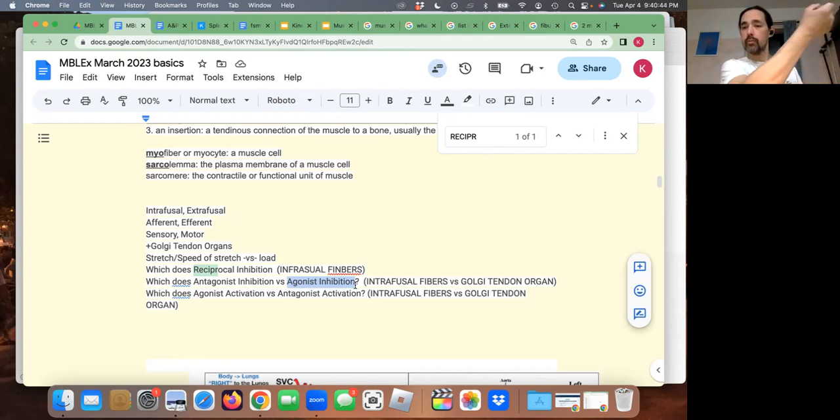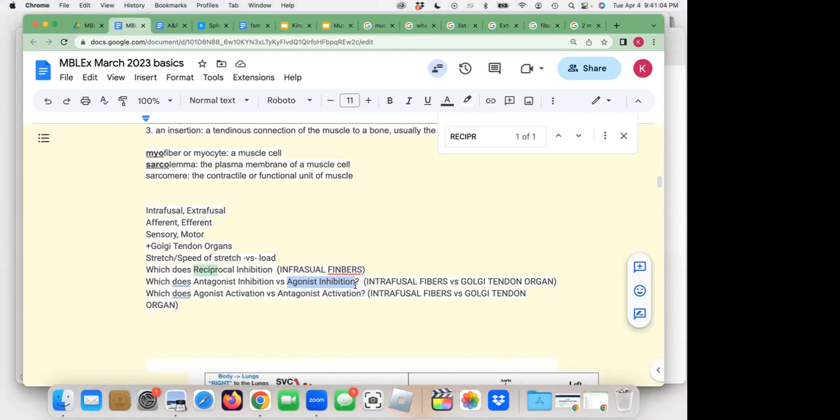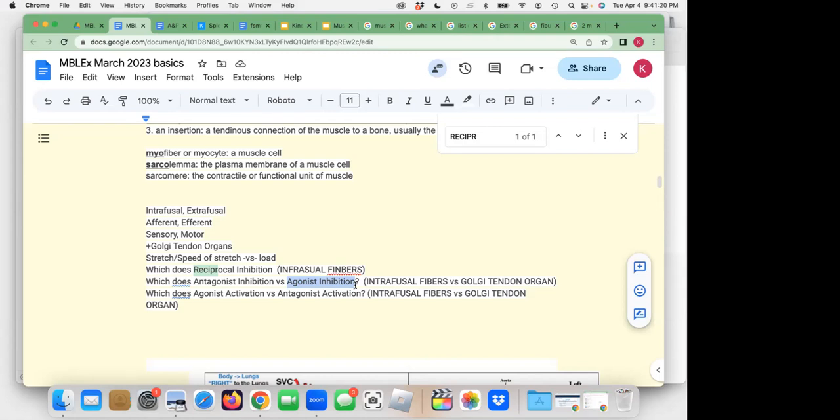When you start to move something too quickly, or the muscle stretches too quickly, the intrafusal fibers say, contract the agonist faster to keep it from overstretching. So lifting too heavy inhibits the agonist. That's the Golgi tendon organ. Stretching too quickly or too much causes the agonist to contract and inhibits the antagonist. That's reciprocal inhibition. That's the intrafusal fibers.